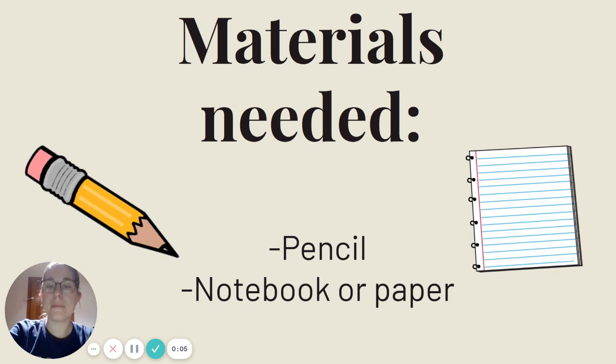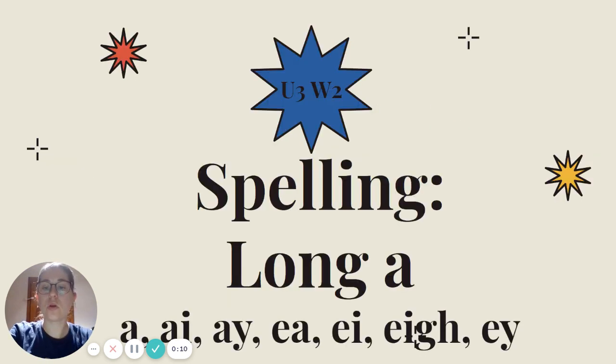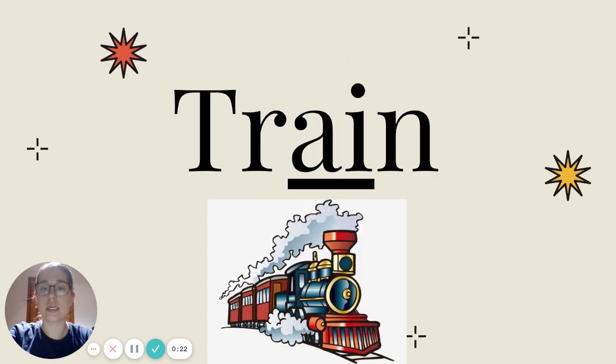Today you're going to need a pencil and a notebook or a piece of paper. We're going to be looking at our long A spelling pattern today, which uses the letters A, AI, AY, EA, EI, EIGH, and EY. This is the word train, t-er-ain.